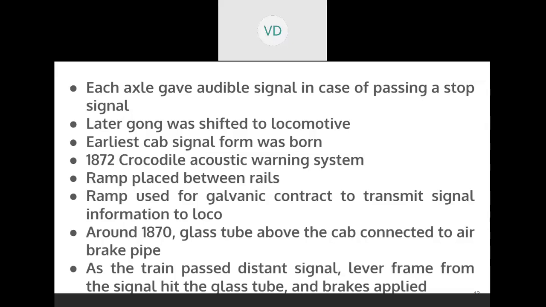Now that's a part. Now the galvanic thing of the crocodile system was also, there was a weird thing in 1870. That was, you keep a glass tube outside through which the vacuum is connected to the brake pipe. So when the signal is at on, the semaphore is at on position, there is another equivalent rod kind of a lever kind of a thing which projects outside towards the track. So when the train passes that rod hits the glass tube and the glass tube breaks and the vacuum is destroyed. So there are many weird inventions which came at that time using this concept of stopping the train when he passes a red signal.